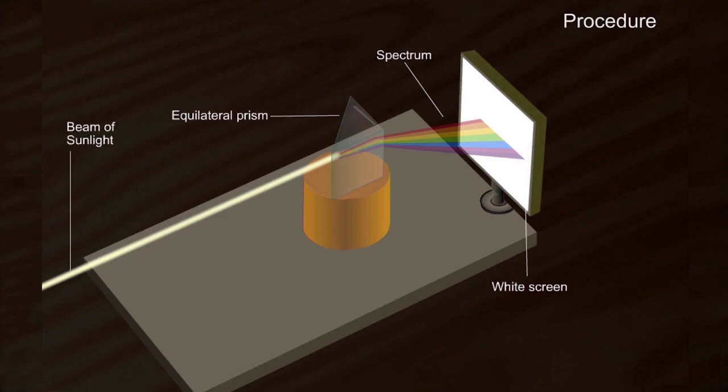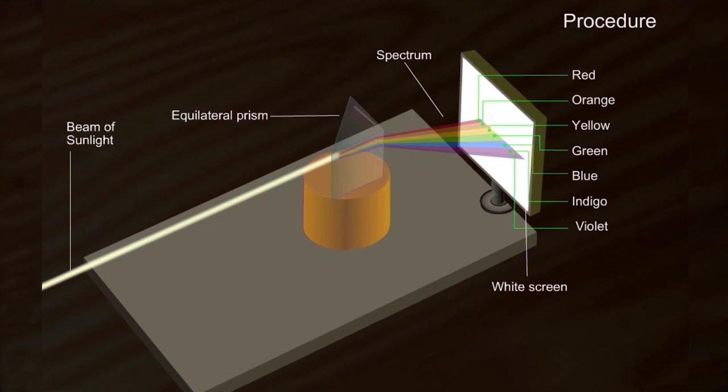It was found that light received on the white screen was a band of 7 colors, that is our spectrum, and the order from the base of the prism was violet, indigo, blue, green, yellow, orange and red. This is our VIBGYOR, right.